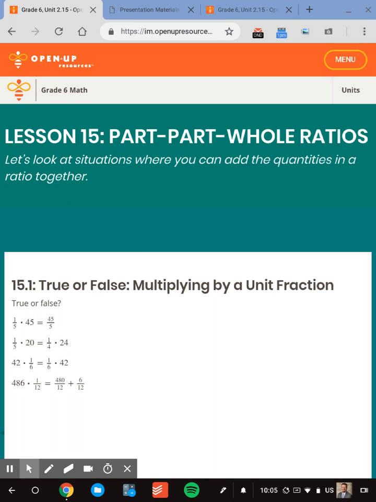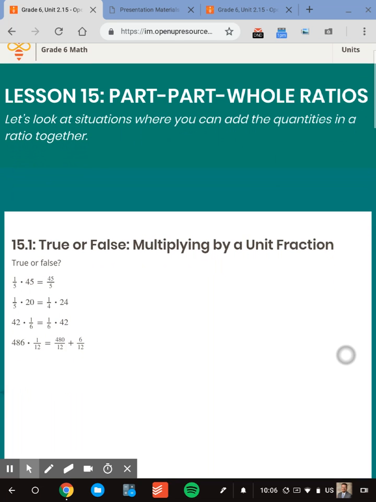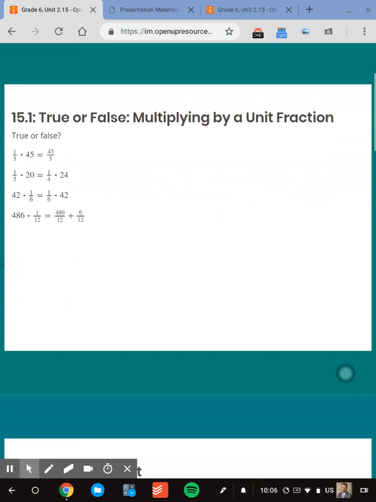So let's take a look at lesson 15, where we are building from the part-part ratios we've been looking at to part-part-whole ratios, and building a new representation and tool, which is a tape diagram. In the warm-up, students are looking at these and trying to determine if it is true or false. The complete lesson plan walks you through that very well, and what we're looking for in that, and then using some of the formal language for that.